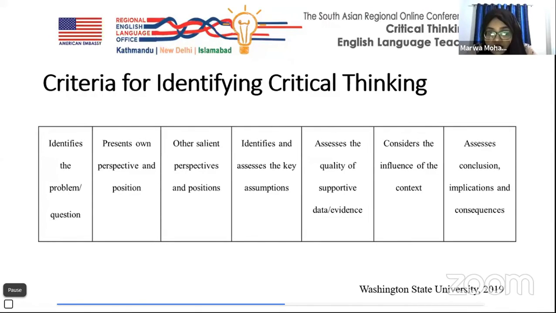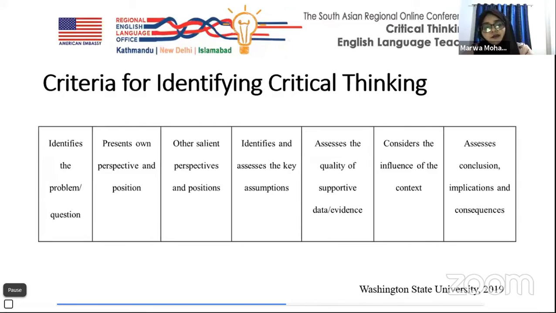Are assumptions considered? Because about any social issue or injustice, there are pre-existing assumptions. Are they considered? The quality of supportive data and evidence, are they there? The influence of the context, has it been considered? And conclusion, implications, and consequences, what about that?